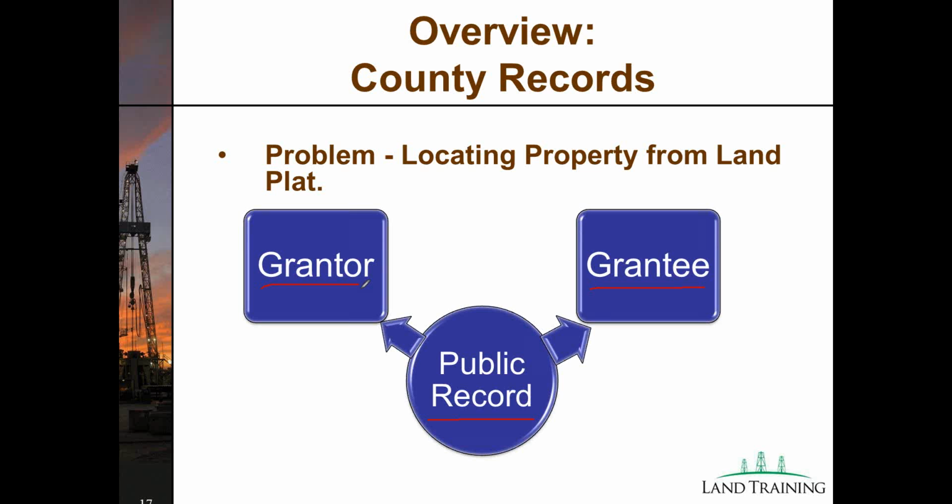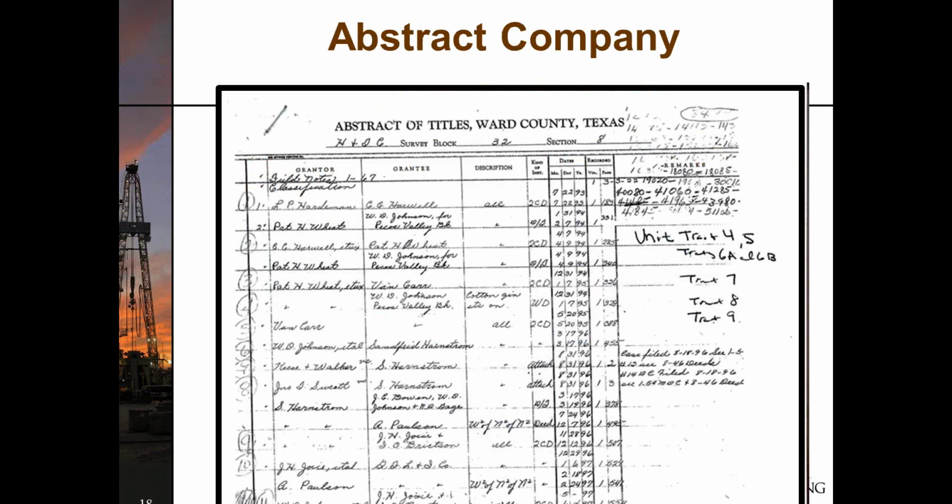So what you do then is you go to the county, to the abstract company, and here's an example of an abstract of title that I pulled. This is abstract of titles of Ward County, Texas. So on the stack of these reams and reams of paper, it's got like this index that says every single transaction that has occurred on this property since sovereignty, since this is 1893.